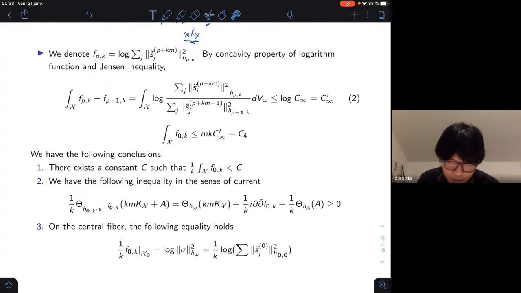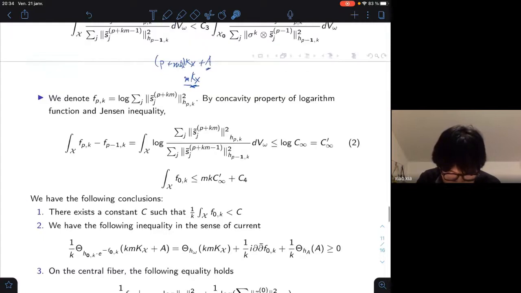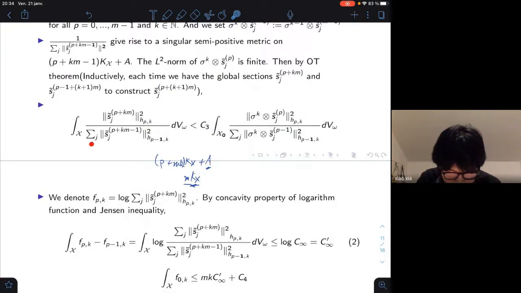And then we have some conclusions. First of all, this thing divided by k will be smaller than a constant, because of this inequality. Also, if you look at the curvature defined by the metric, this is metric h_{0,k} times the exponential of this thing, which is exactly our metric defined by the sigma of the whole thing.